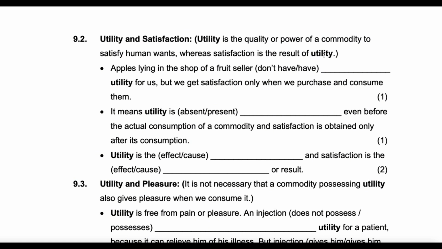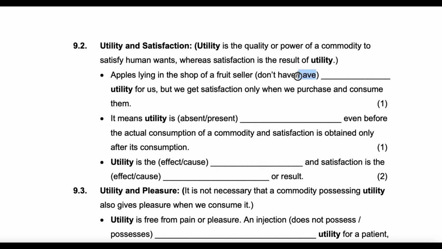A good possesses utility to different people. To some, it probably doesn't even possess it. It's more like value as well. That's why we even said in the first lesson that utility is subjective. So with that in mind, here's a good example. Apples lying in a shop of a fruit seller, do you think they have utility? Well, they do. So we're going to take have. They have utility for us, but we get satisfaction only when we purchase and consume, because just purchasing is not enough. So satisfaction comes from consumption.